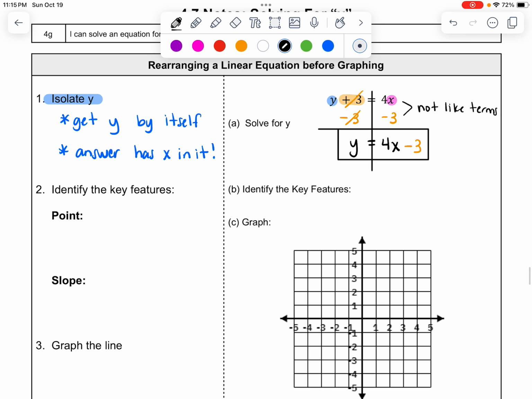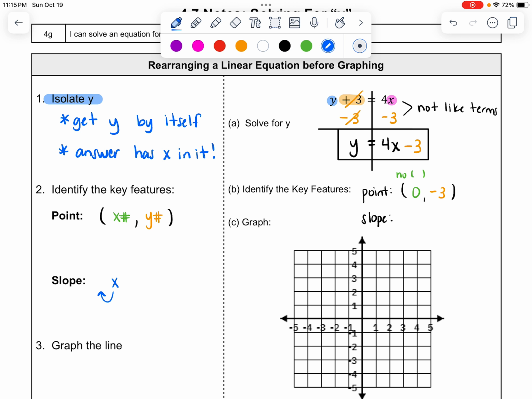So as a reminder, we're going to be identifying the key features. So the point is going to have both an x number and a y number in it. And the slope is always going to be the number right before the x, and it's usually going to be a fraction. In this case, if I asked you to identify the key features, you would tell me that point and the slope. Since there are no parentheses in this equation, our x number must be a 0, and our y number is the -3.